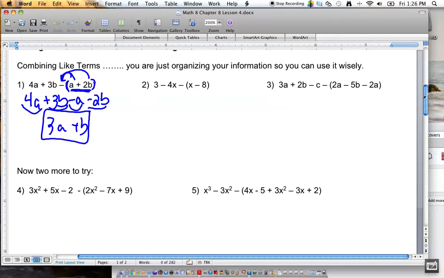So the difference between what we're doing today and what we have been doing is just this. When I see the negative in front of the package, I have to change all the signs in that package. So the A was positive, it became negative. The 2B was positive, it became negative. And then I do what I already know how to do. So I want you to try number 2. Go ahead.